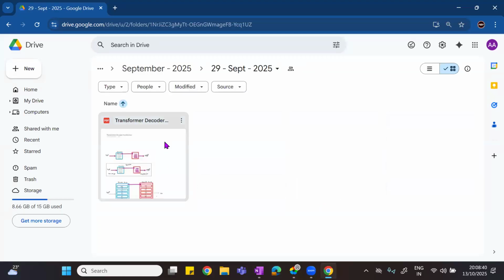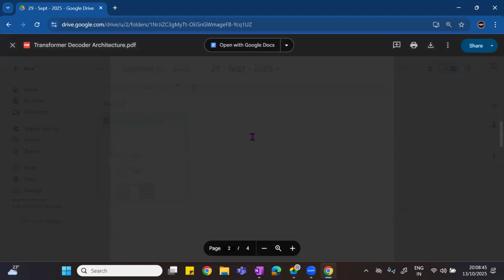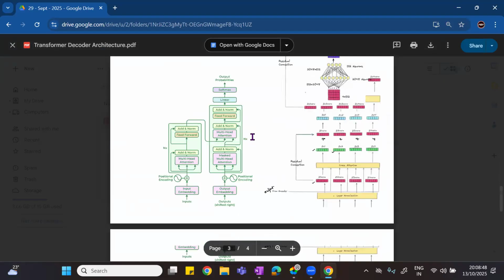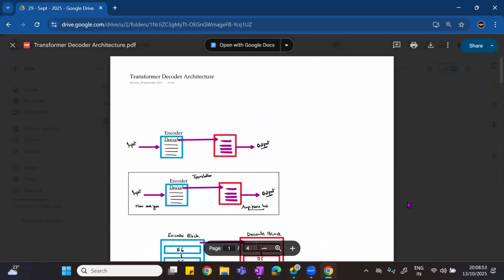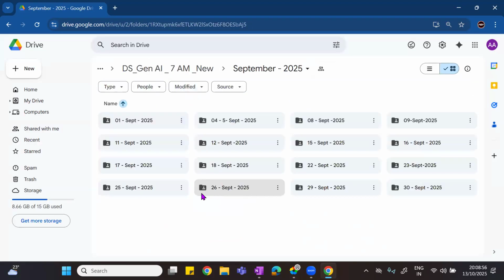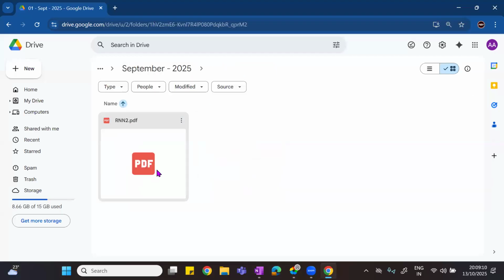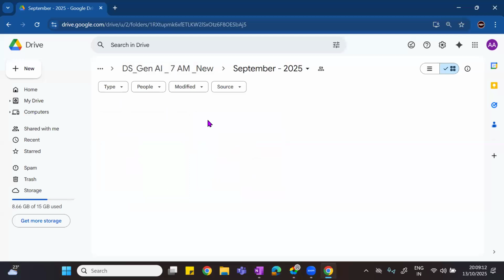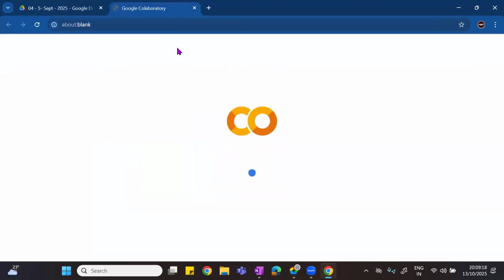You can open up this one, this is about the transformer. I was explaining you. These notes are about the transformer nodes. This is the way I'm going to explain and make you understand the concepts. And after that, if you want to see the code implementation, you can see a lot of code implementations over here. This is about the large language models and RNN. You can see the code implementation of this.